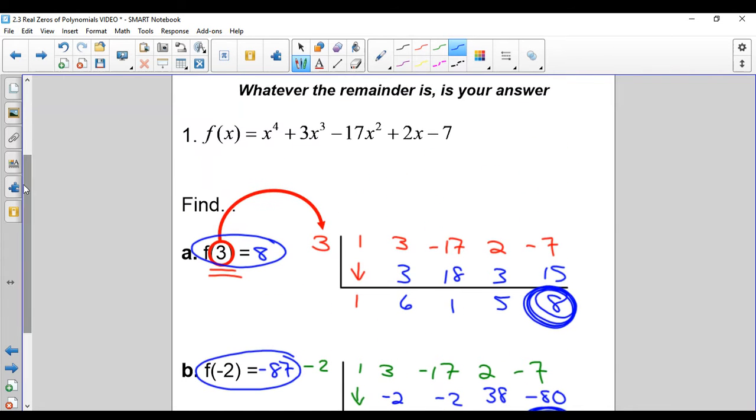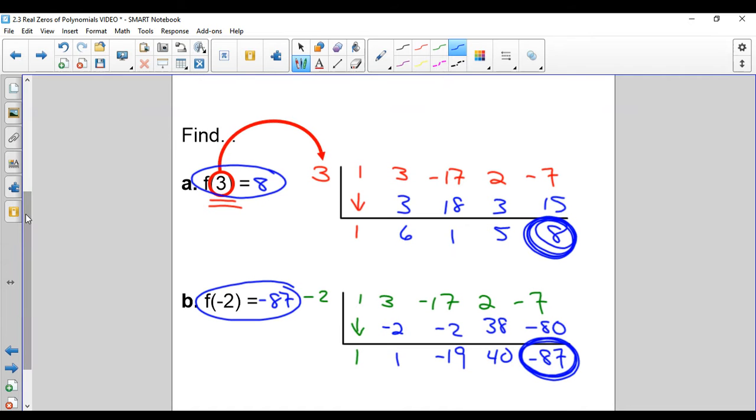I personally don't want to deal with 3 to the fourth, negative 2 cubed, stuff like that. There's more room for error with calculators, doing it in your head, all that kind of stuff, versus synthetic division here. So this is the remainder theorem. If I ask you on the worksheet to find f of whatever number, just take that number, run it through synthetic division, and that'll be it. Your remainder is your answer.